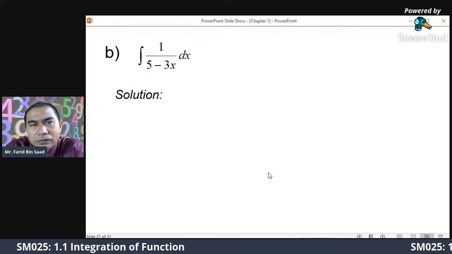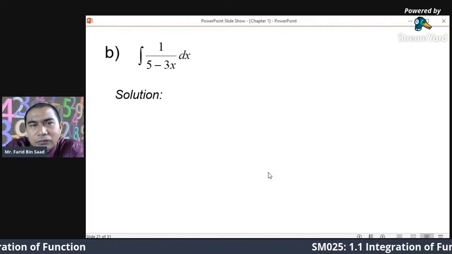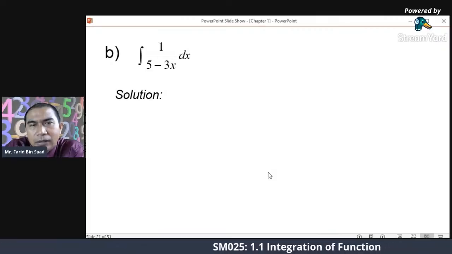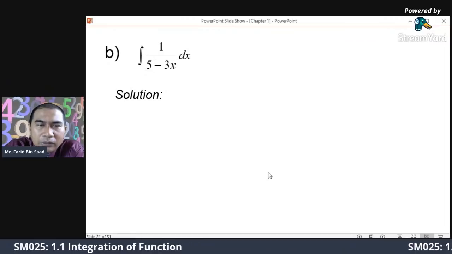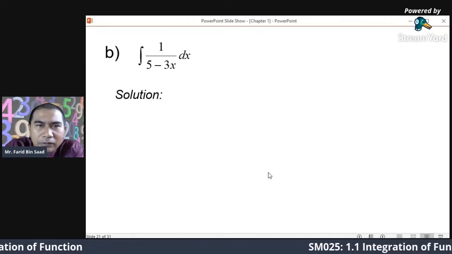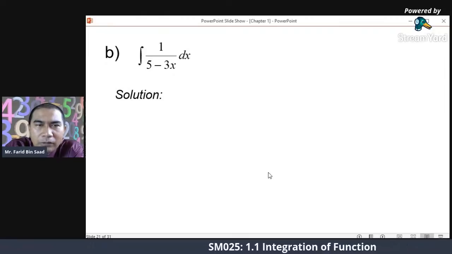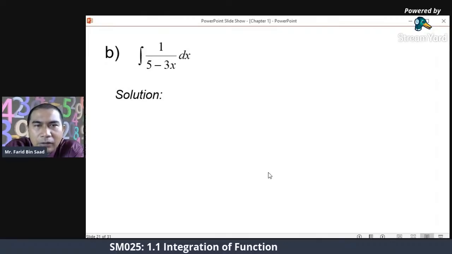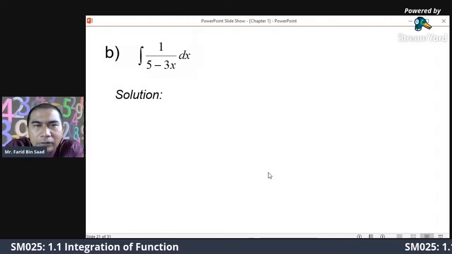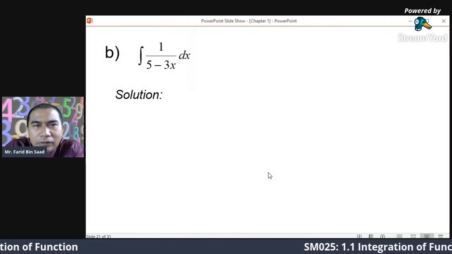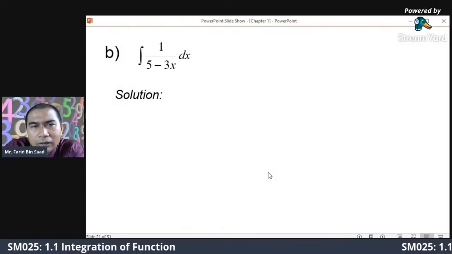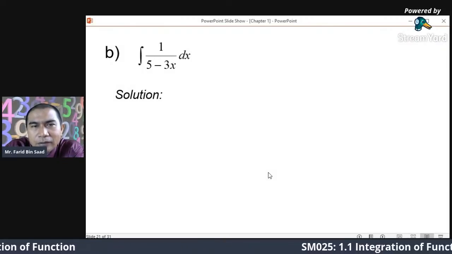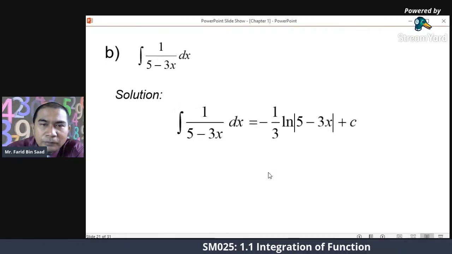Integrate 1 over 5 minus 3x dx. In basic rules, we don't have the form of 1 over f(x). If we bring up 5 minus 3x, it will have a power of minus 1. So power of minus 1, that means we can use the basic rule number 2. If we use it, there's no answer. Okay, so what do we have to do?